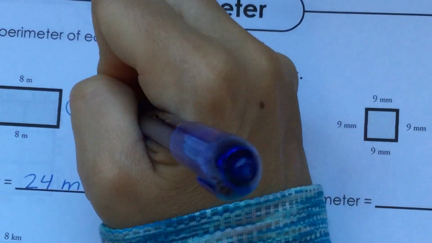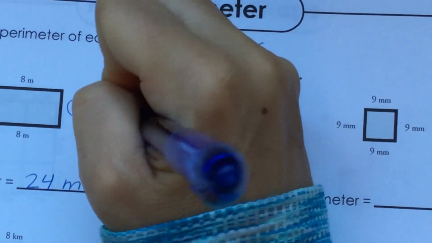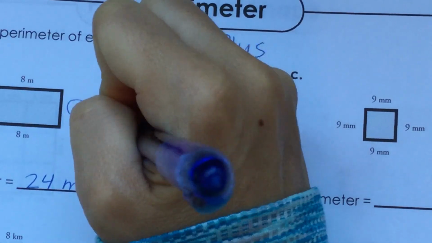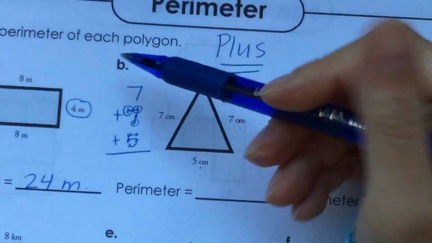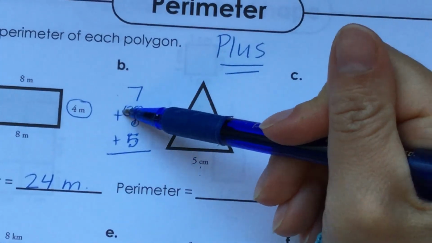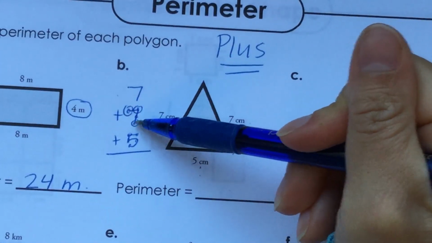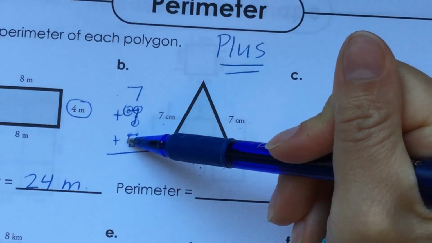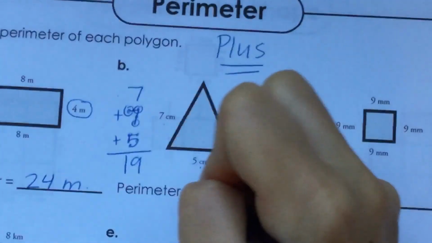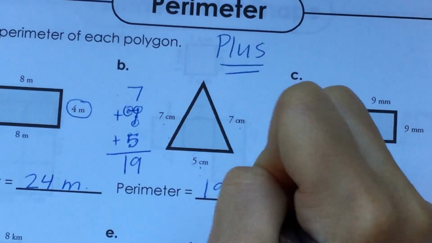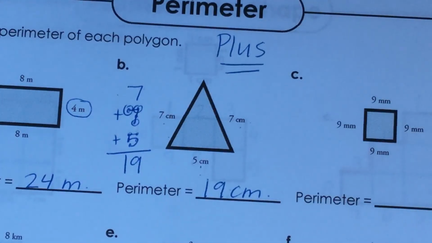I'm going to add in my touch points. 1, 2, 3, 4, 5, 6, 7. All right, for those of you that love touch points, count up with me. We start at the big number 7, 8, 9, 10, 11, 12, 13, 14, 15, 16, 17, 18, 19. 19 centimeters is our second answer.